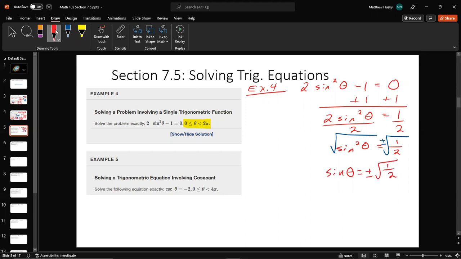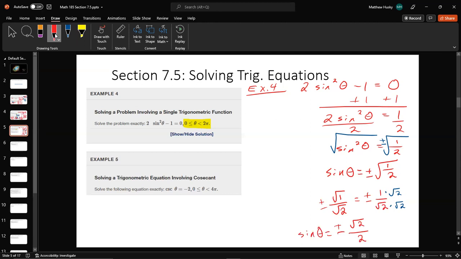Now, what, pray tell, is the square root of 1/2? Well, if you're doing the square root of 1/2, that's the same as the square root of 1 over the square root of 2. Fun fact, the square root of 1 is just the number 1. And then if you rationalize the denominator, this should look kind of familiar, because if you rationalize that, that's going to give you square root of 2 over 2. That is what sine of theta is equal to.